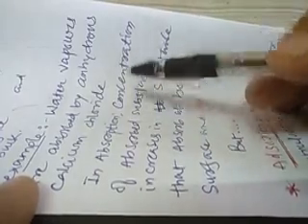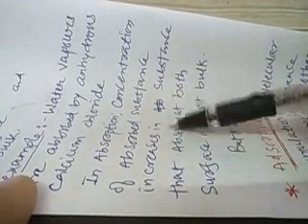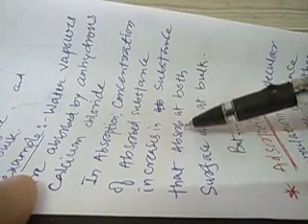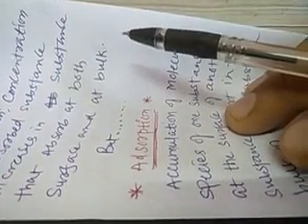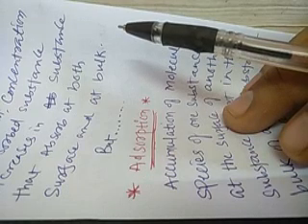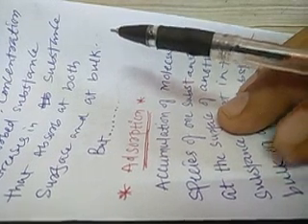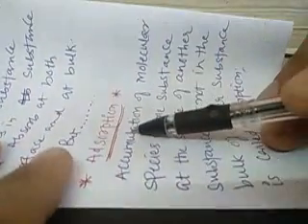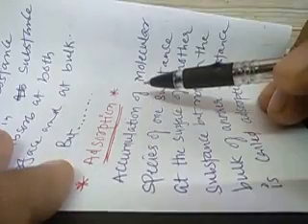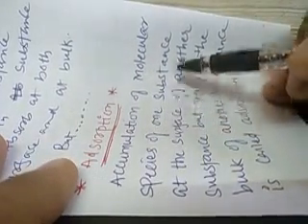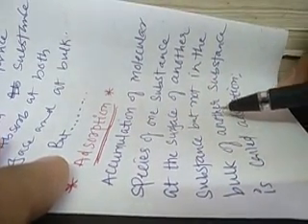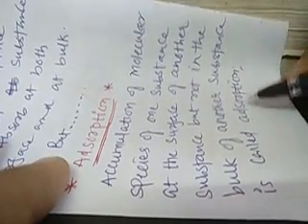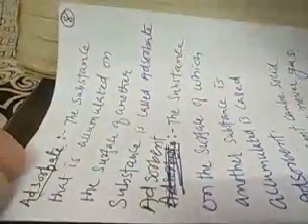In absorption, concentration of absorbed substance increases in the substance that absorbs at both surface as well as bulk. So the concentration of another substance increases into both the parts, surface as well as bulk. But now we'll study adsorption. So let us define it. Accumulation of molecular species of one substance at the surface of another substance but not in the bulk is known as adsorption. So in adsorption, adsorption takes place only at the surface.